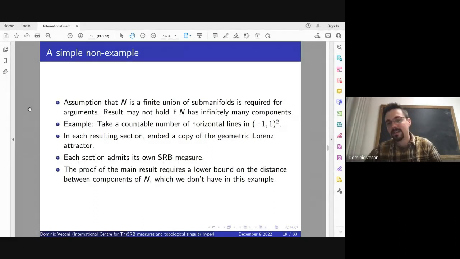And the reason that it doesn't work out in this example is because the proof of the main result requires a lower bound on the distance between the components of the singular set. And in this example, if you just stack up a bunch of geometric Lorentz attractors up against each other, we don't have a lower bound on the distance between the components of the singular set.